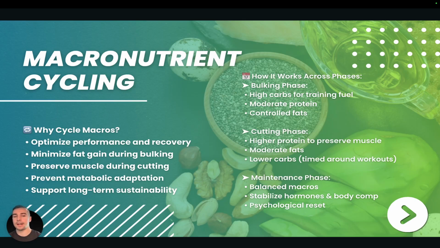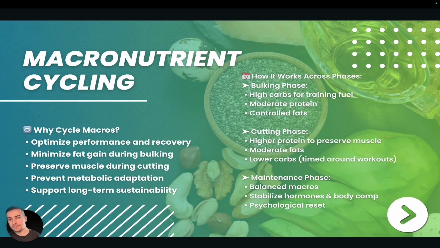The cutting phase is a higher protein to preserve muscle. Like we discussed with the fat loss phase previously, you're still going to have high protein, mostly to preserve that muscle mass. You're going to have moderate fats and lower carbs. Keep that in mind with these two phases. When we're talking about bulking, we're talking about a calorie surplus, so we're consuming more. When we're talking about cutting, that is a calorie deficit, and we're consuming less.